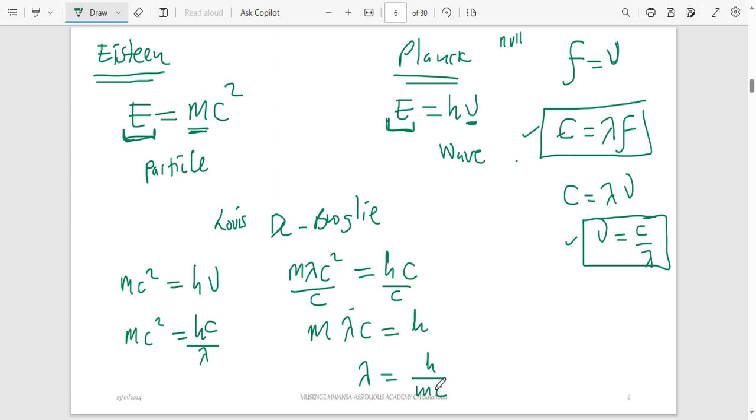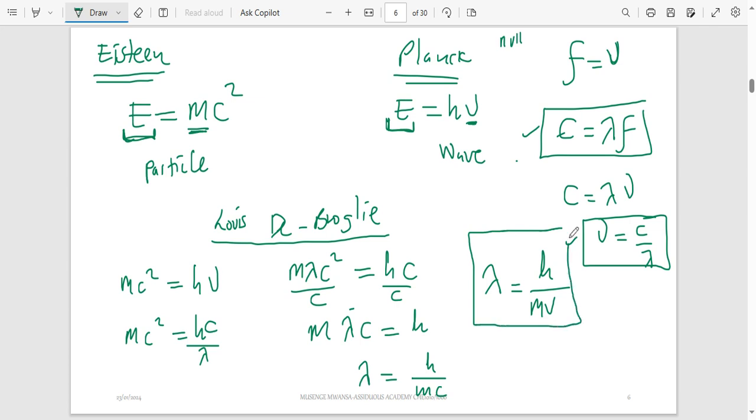Now remember, c is the speed of light. What Louis de Broglie did is that he said, why not just use any speed instead of only the speed of light? So the equation became: wavelength is equal to Planck's constant divided by mass times velocity. This one is known as the de Broglie equation. Now, mass times velocity is also known as momentum. So he also said that wavelength is Planck's constant over momentum, and momentum is p.